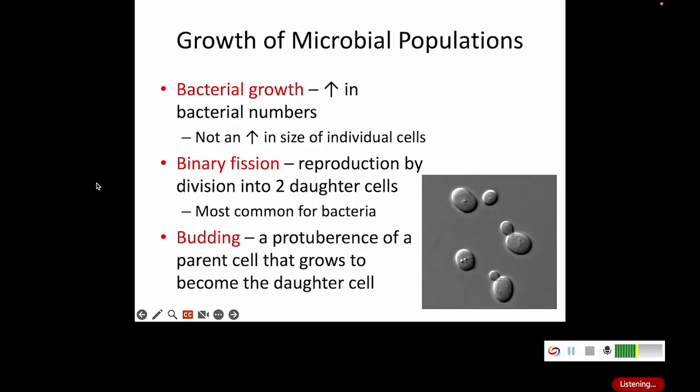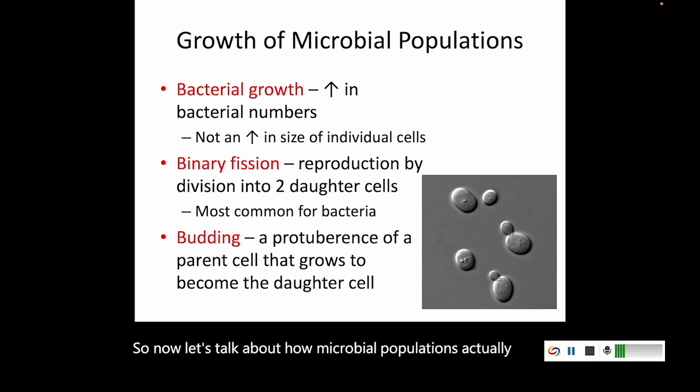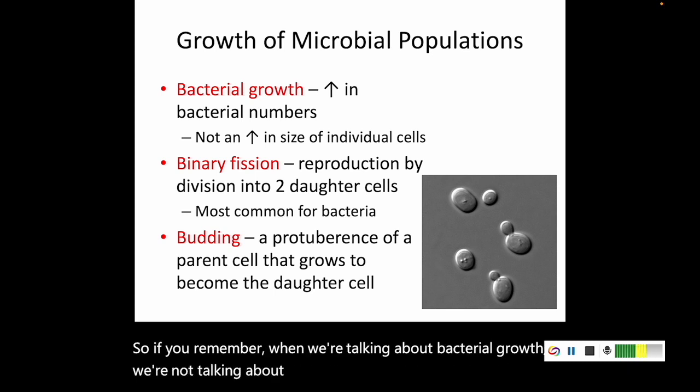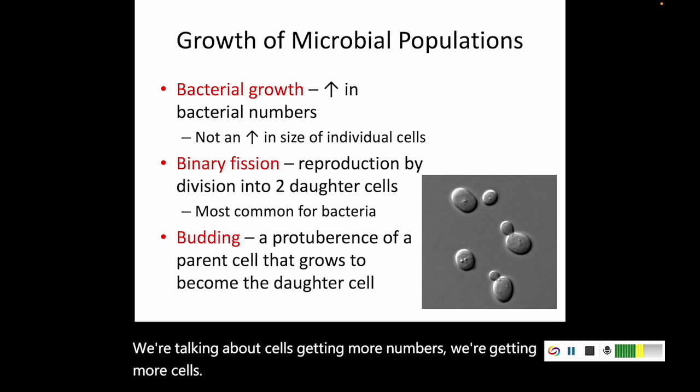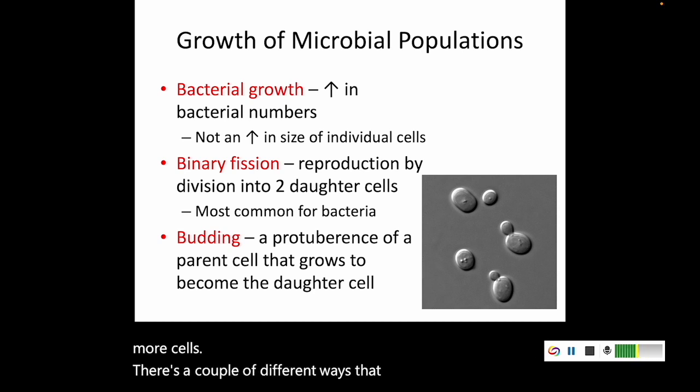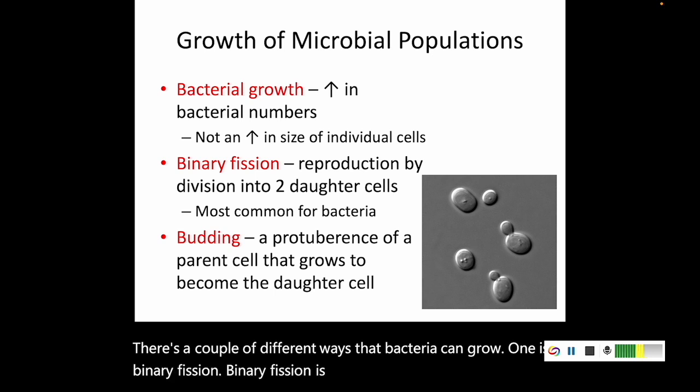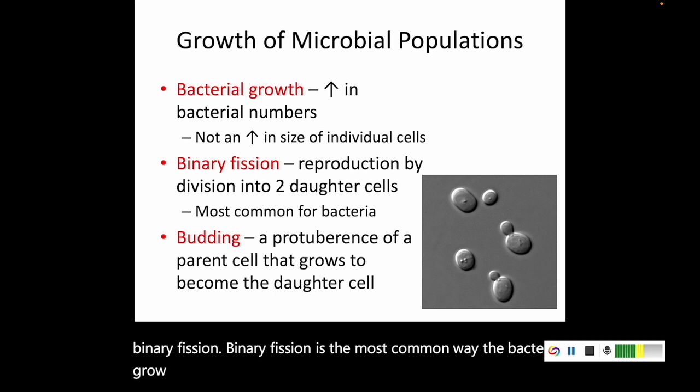Okay, so now let's talk about how microbial populations actually grow. If you remember, when we're talking about bacterial growth, we're not talking about cells getting bigger. We're talking about cells getting more numbers. We're getting more cells. There's a couple of different ways that bacteria can grow. One is binary fission. Binary fission is the most common way that bacteria grow, when one parent cell divides into two equal daughter cells. There's also budding.